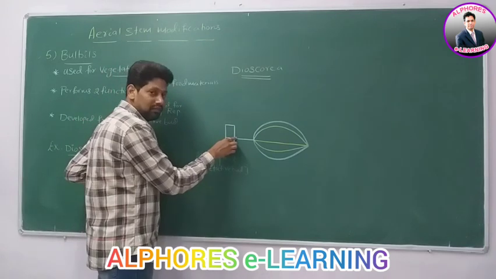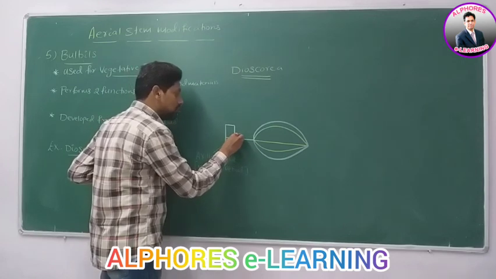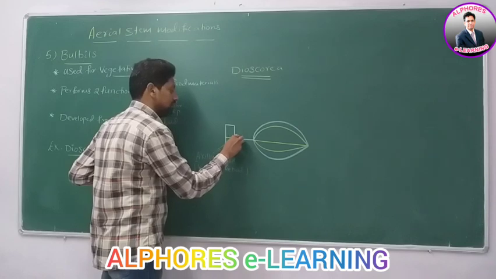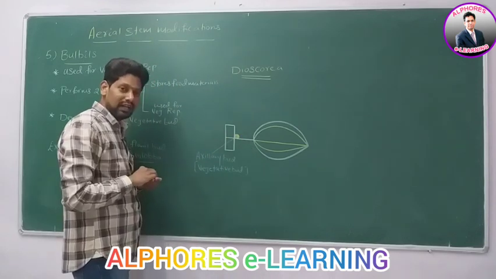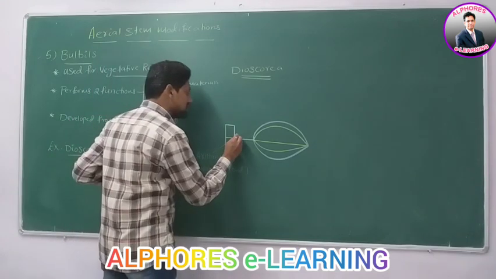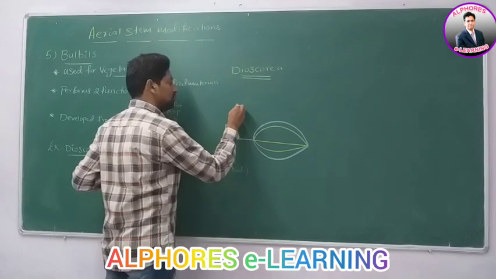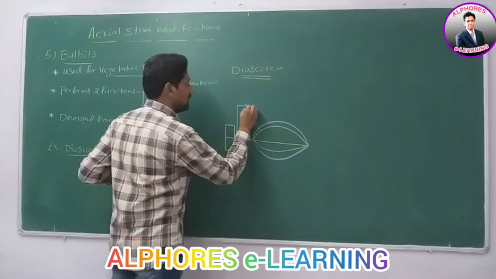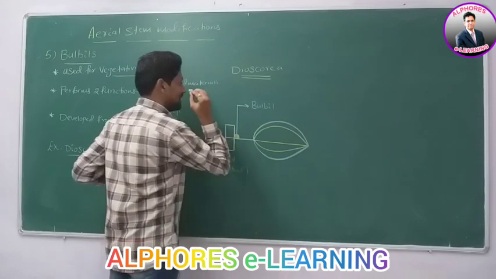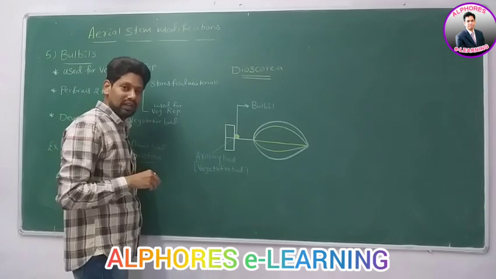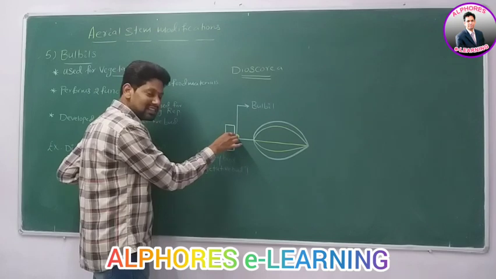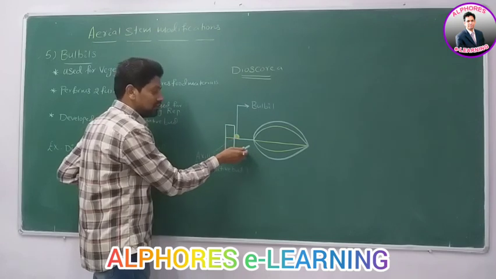Now this is which bud? Vegetative bud. This vegetative bud stores food materials and develops into a condensed branch. This vegetative bud, which has stored food materials and developed into a condensed branch, is called a bulbil. Is this statement okay?